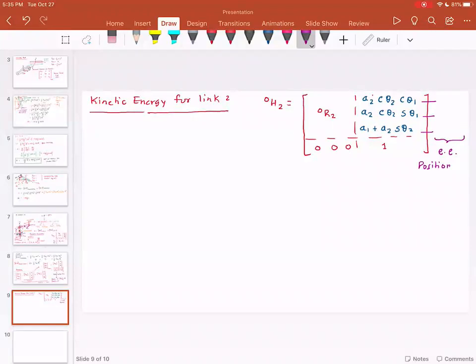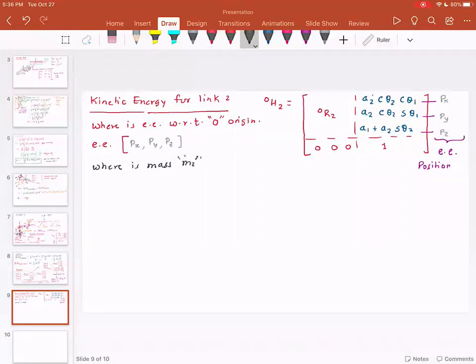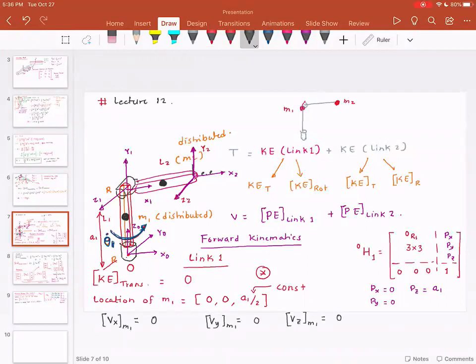If I ask you, where is the end effector located with respect to frame zero, with respect to the origin? You will tell me the coordinates of the end effector. The coordinates of the end effector are Px, Py, and Pz. But the question I want to ask here is, where is mass M2 with respect to the origin? Clearly, mass M2 is not located where the end effector is. Mass M2 is over here.